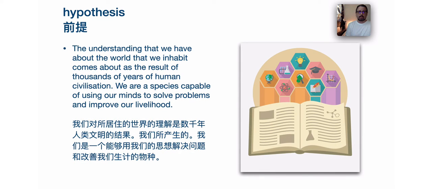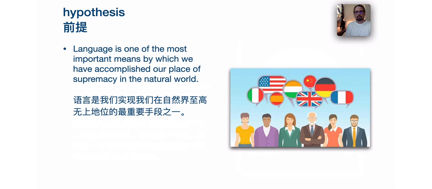And our last word here, hypothesis. The understanding that we have about the world that we inhabit comes about as the result of thousands of years of human civilization. We are a species capable of using our minds to solve problems and improve our livelihood. Language is one of the most important means by which we have accomplished our place of supremacy in the natural world.